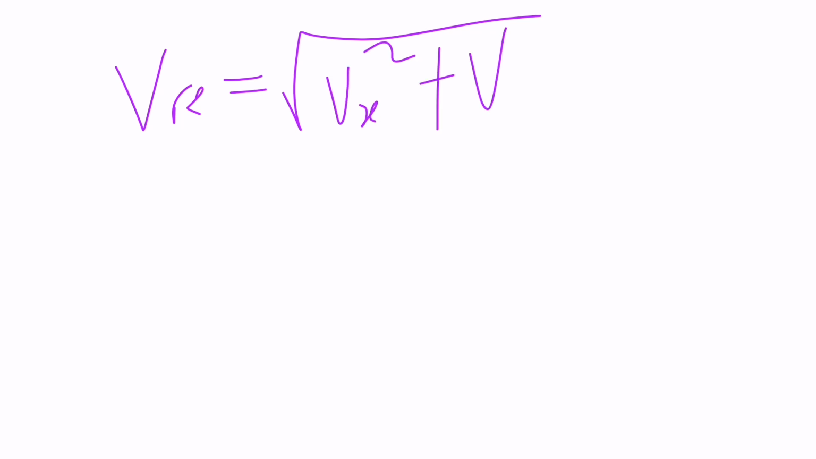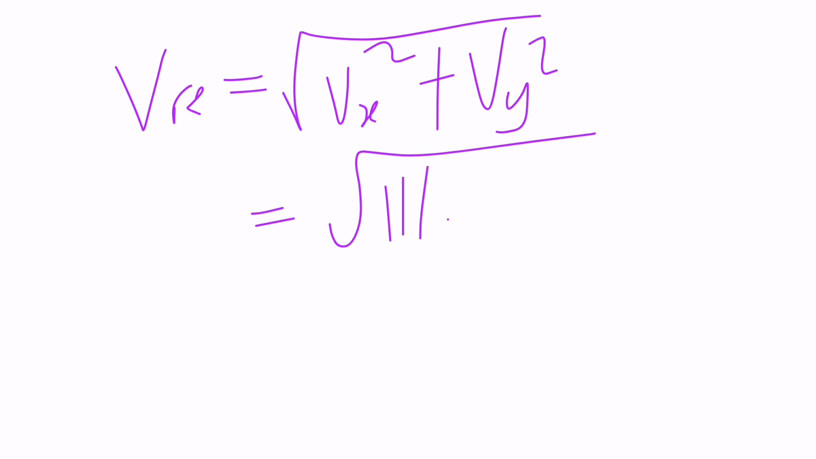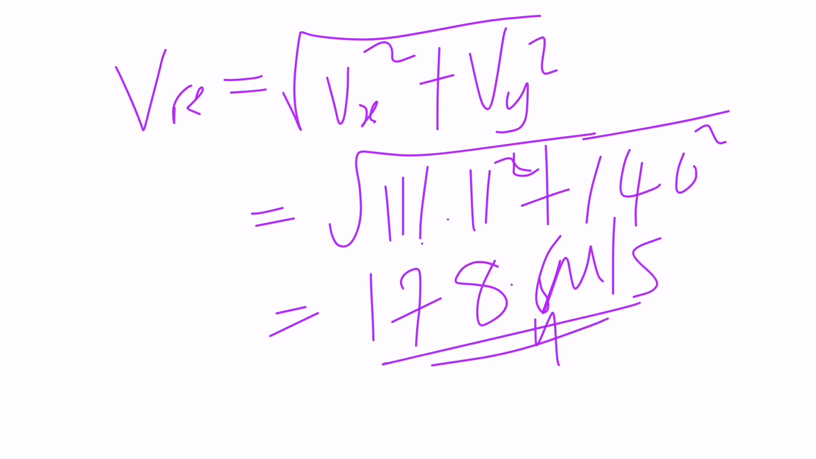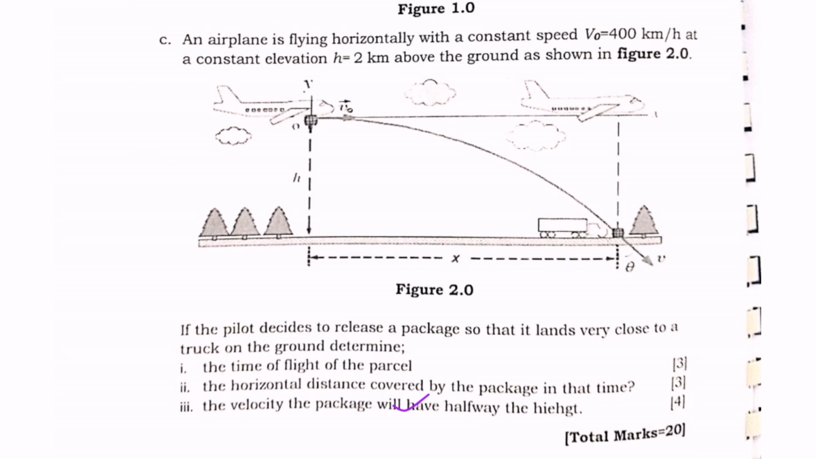Yes. So now the formula we use is the resultant velocity, which is the square root of Vx squared plus Vy squared. Our Vx is 111.11, squared, plus 140 squared. I explained that Vx was our initial velocity at start. When you do this, you find the velocity of the package halfway will be 178.6 meter per second. So this is simple and easy. We have calculated all these questions without difficulty.